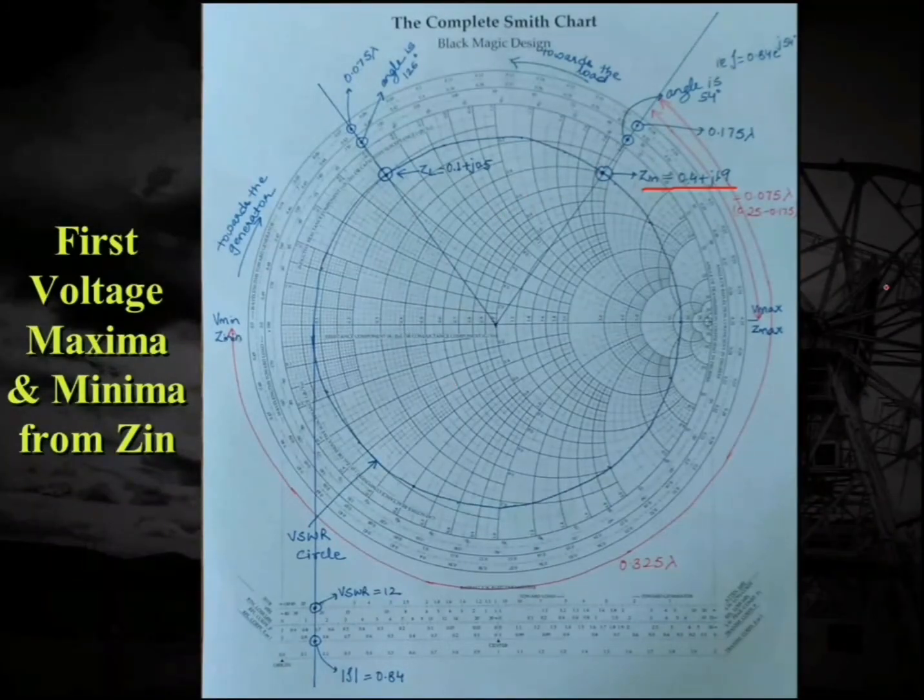Now similarly over here I have to obtain the first maxima and the first minima, as I have ZL at this point. To find the maxima I have to move in the clockwise direction. But if I've been told to find the maxima from Zin, then I will move from here and reach this point for the first maxima, and I will read the difference of these two lambda values, that will come out to be 0.075. Similarly, to find the first minima I will move from here and reach the value of this lambda, and this value will be subtracted and it will come out to be 0.325 lambda. So this is how we can obtain maxima and minima also.